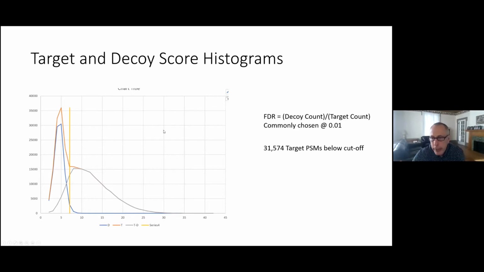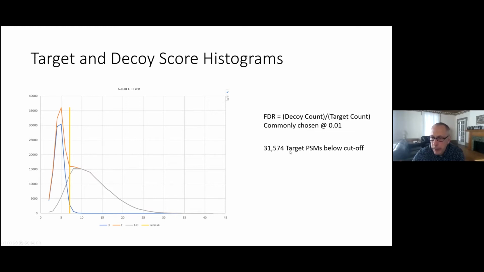And how we compute that is just a ratio. So we count the decoys, so that'd be like a sum of all these blue things, and then divided by the targets, which is the sum of all the orange things. And so that's at 0.01.